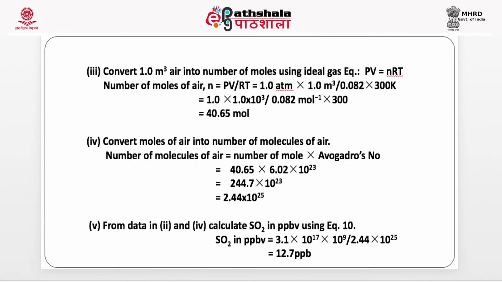Number of moles of air equals PV over RT: pressure is atmospheric pressure, volume is this, R is 0.082 in atmosphere units, and the temperature is 300 Kelvin. We get this. So if we carry out the calculations, we can get this answer. Convert values of air into number of molecules of air, the similar kind of thing.